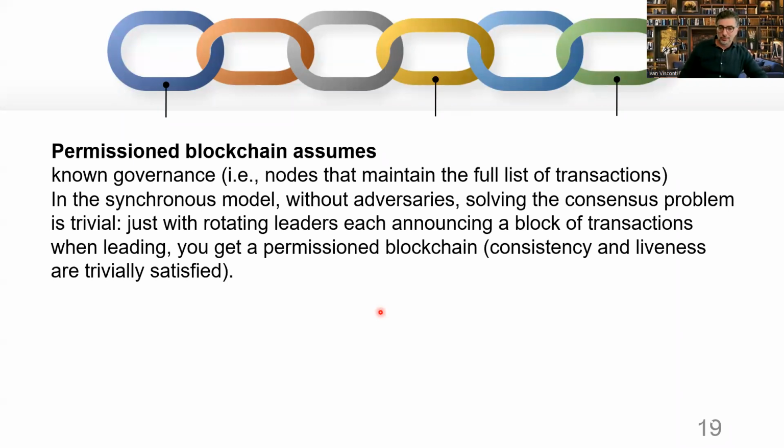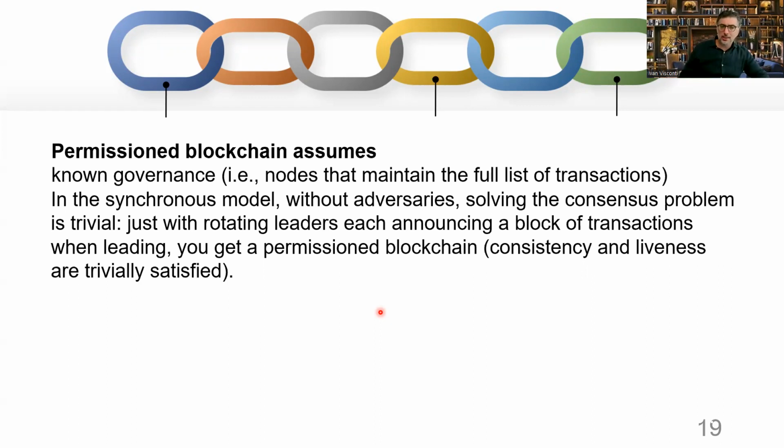So let's start in a setting that is very simple. Okay, let's assume we are in the synchronous model. I'll tell you in a second what this model is. And we are without adversaries, okay? How do we solve the problem? Still, there can be a crash of the computer, of course, right? So how do we solve this problem?